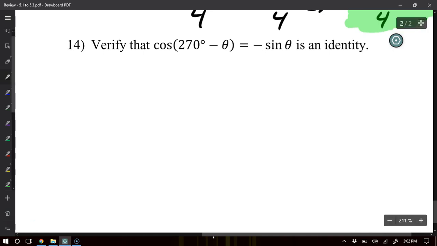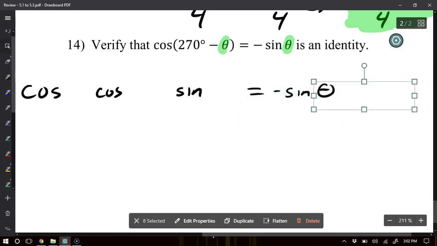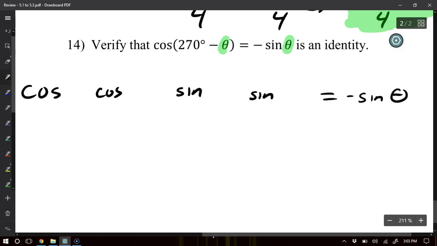Cosine of 270 degrees minus theta, verify equals negative sine of theta. So let's try it out. I want to keep this. By the way, I want theta, so I'm going to keep theta. And this is cosine. It's a difference. So cosine is cosine, cosine, sine, sine. And I'm going to give myself some more room. And for cosine, whatever the operation is, changes for difference. So I have the cosine of 270 and theta, the sine of 270 and theta.